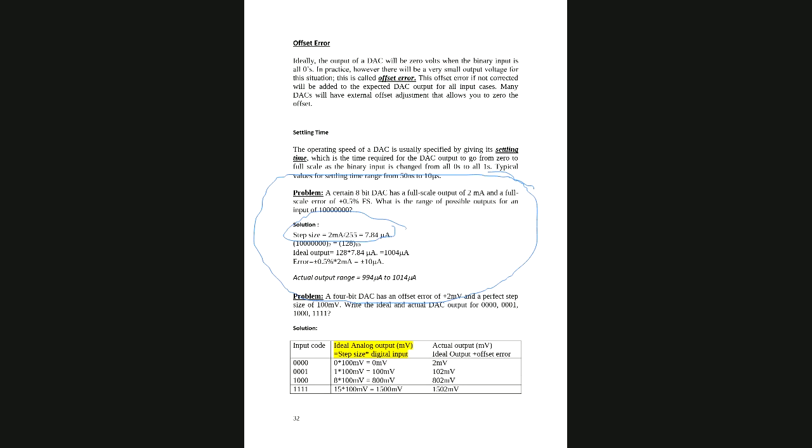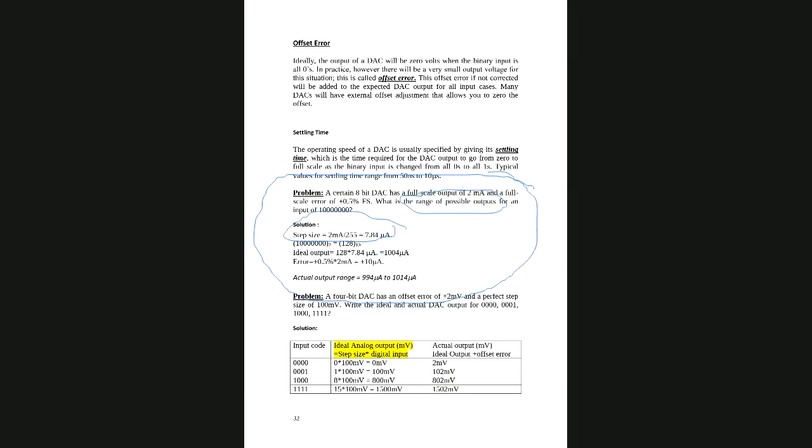Now it is asking what will be the range of the output. It is asking for the range because it has given you an error, 0.5% of the full scale error. Before applying the error, I will find the ideal output. The analog output equals K times the digital input. The digital input given to you is 10000000, which equals 128 in decimal.